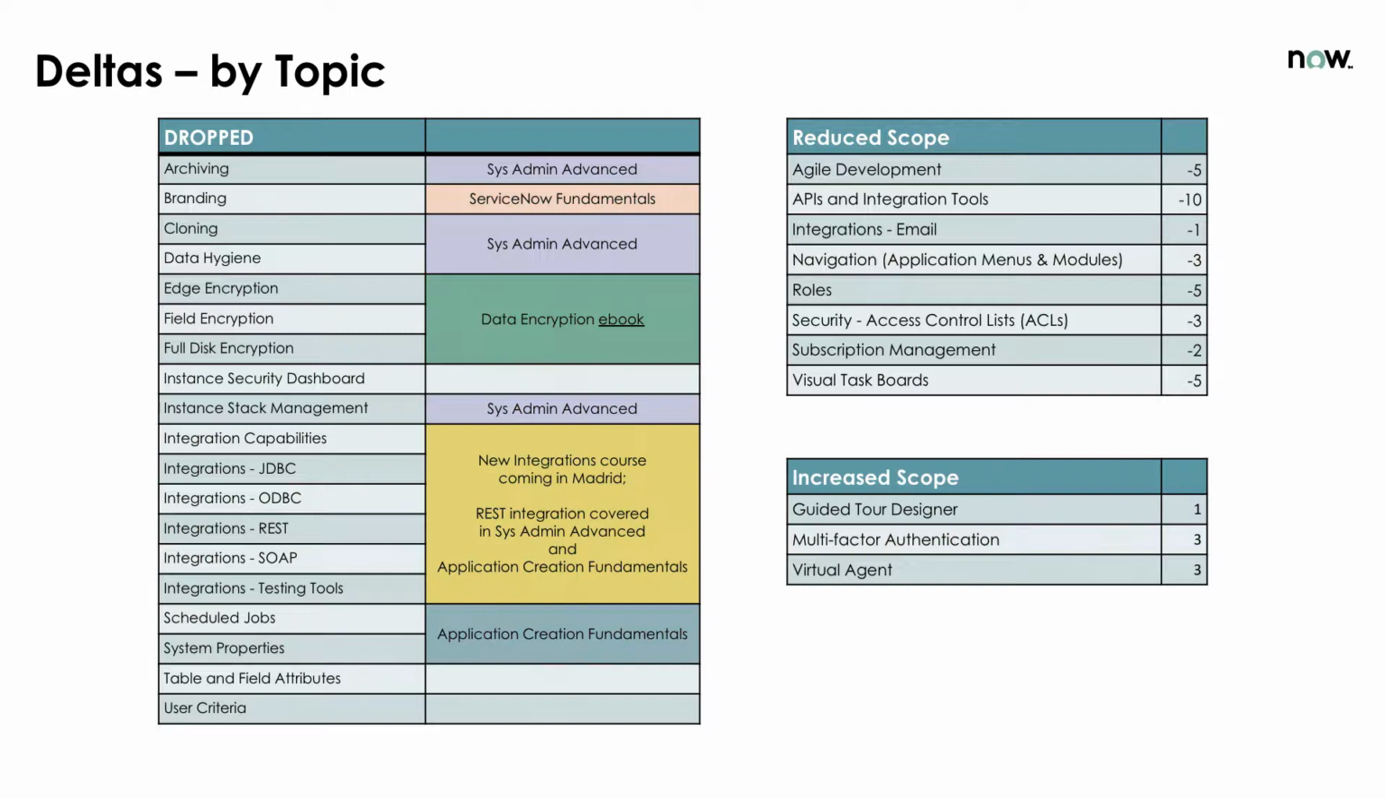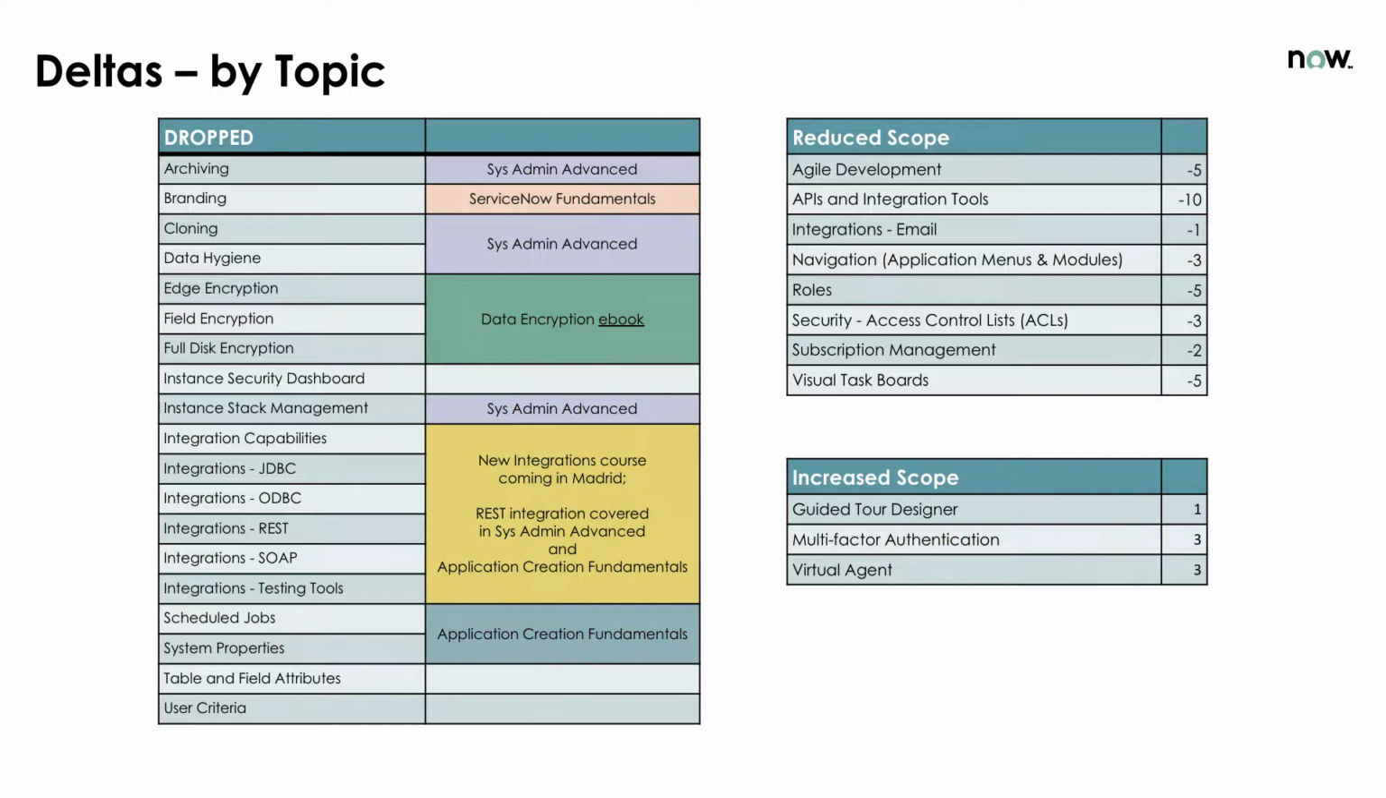I have also reduced scope in several areas. So Agile Development, you see a -5 there. APIs and Integration Tools, -10. These are order of magnitude evaluations of how much I've reduced the content. So in the Kingston version for APIs and Integration Tools, we had a whole section of a module that focused on just looking at all of these capabilities. That has been completely dropped from the course, -10.